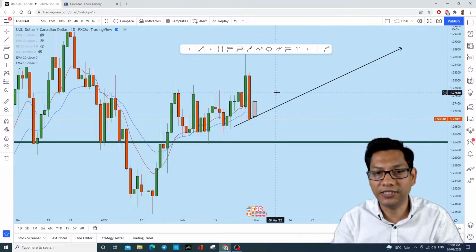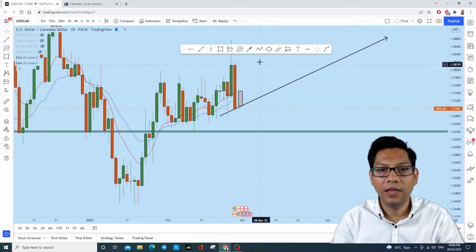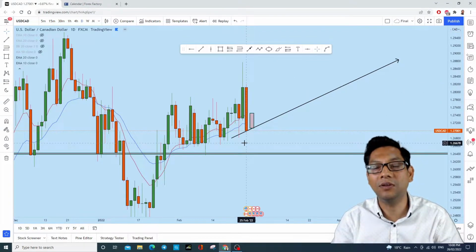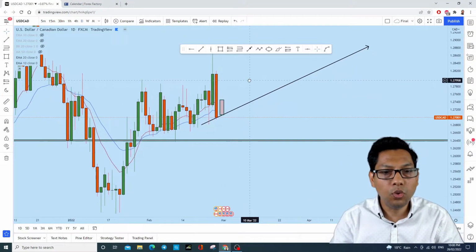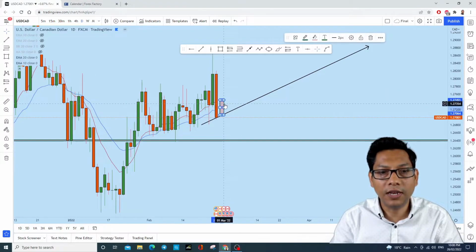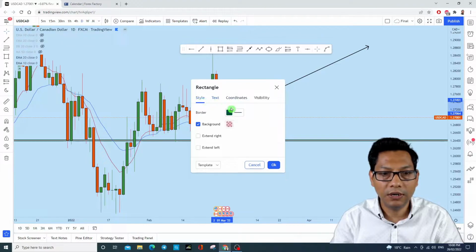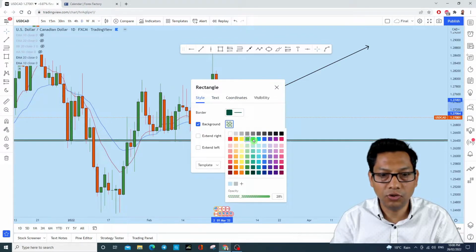That's the contradiction. As I told you, trading is like that. You see there is a red candle here among this green candle. Now we see a break to the downside. Now what could happen, let me draw it with a background.